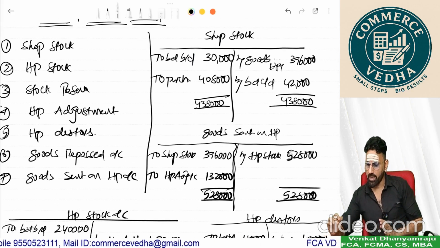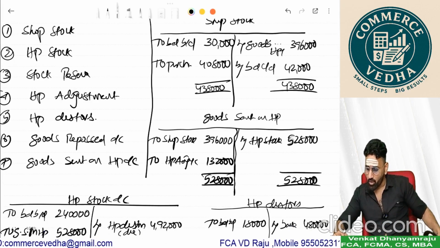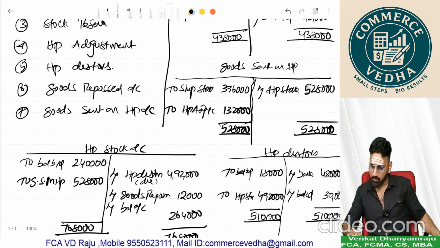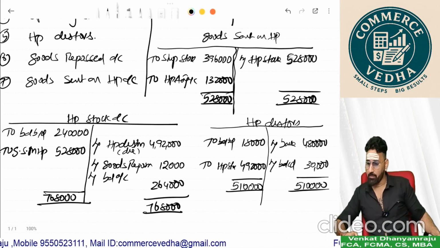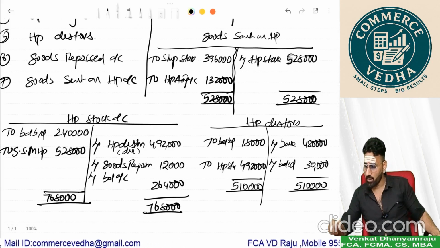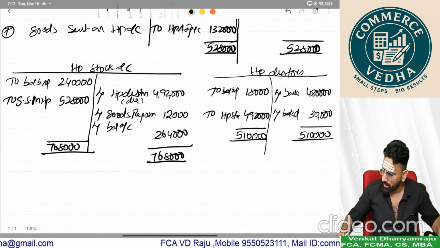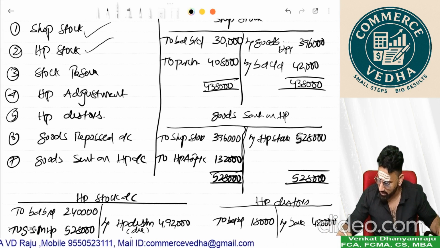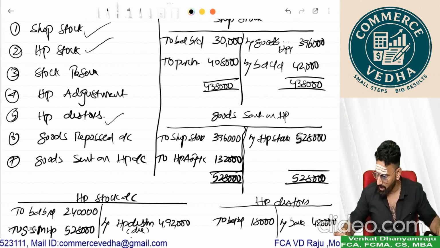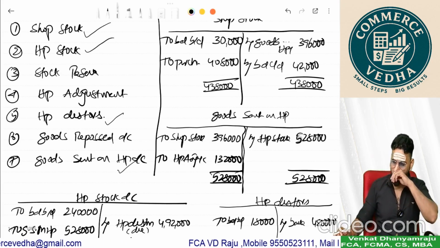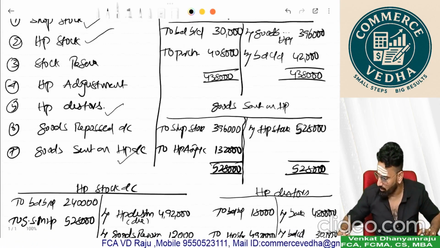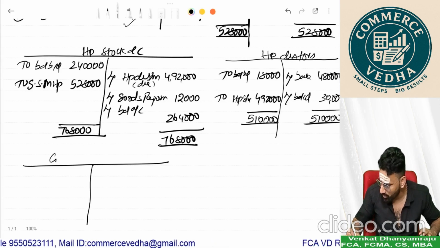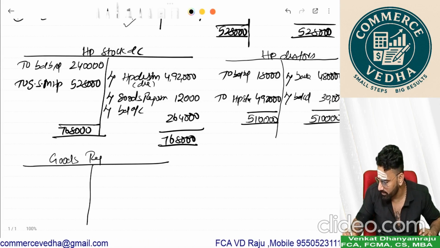Shop stock 396. And then to shop stock I added profit, goods sent on hire purchase. From goods sent on hire purchase I prepared hire purchase stock. From hire purchase stock I prepared hire purchase debtors. Then how many accounts? 1, 2, 3, 4. I finished this, this, this, and this. Now I still have to do three accounts. Number one is goods repossessed.